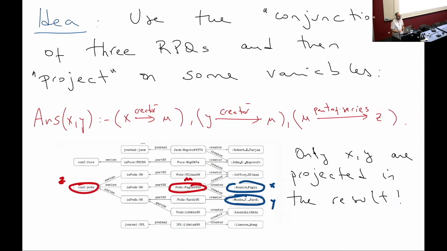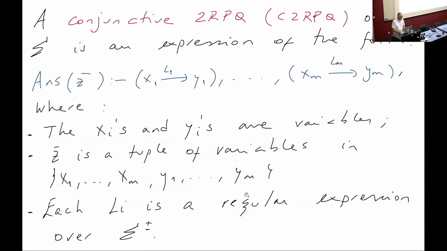Once we evaluate this on the graph database, we get precisely what we want. That is the joint authors of conference papers. So in general, a conjunctive two-way regular path query, or C2RPQ over sigma, is an expression of this form, right?